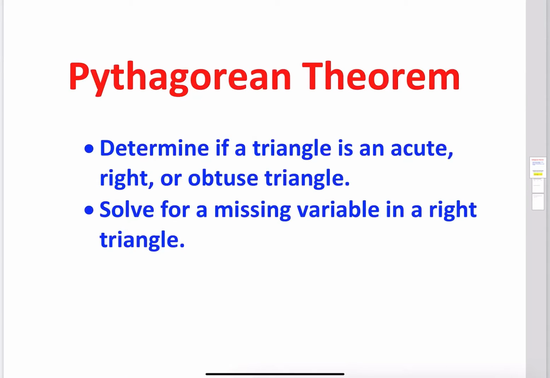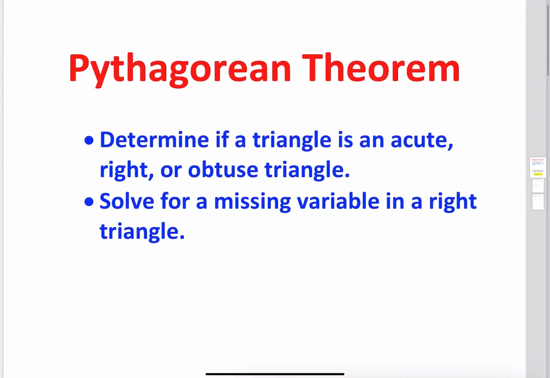Hey everyone, Teacher Chang here, and today we're going to be using the Pythagorean Theorem to help us determine if a triangle is an acute, right, or obtuse triangle. We're also going to be using the Pythagorean Theorem to solve for missing variables in a right triangle. So let's go ahead and get started.